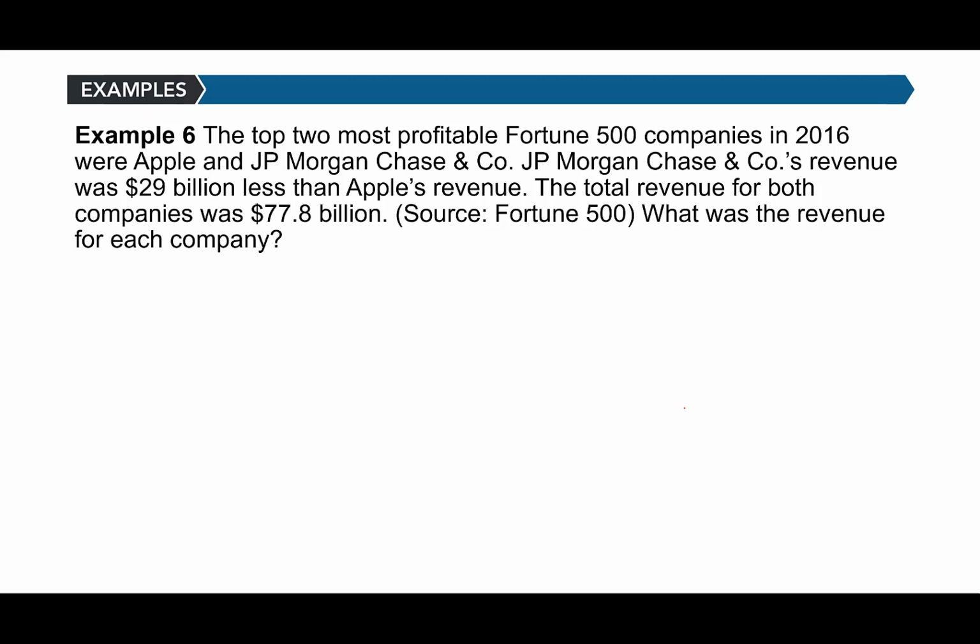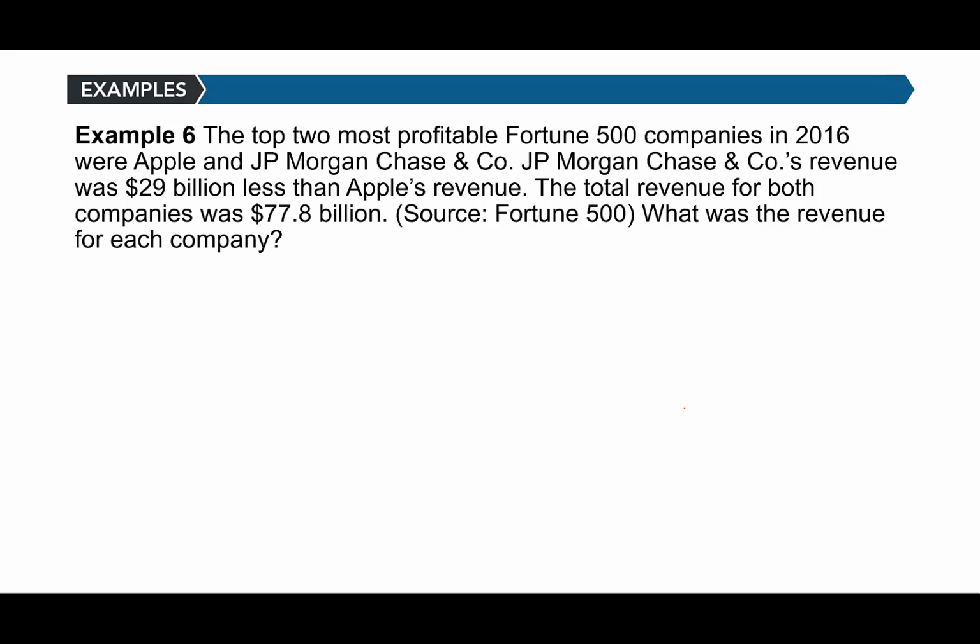Now, one last example is not really relating to uniform motion or mixture. It is just kind of a random relationship between two quantities. So this one is: the top 2 most profitable Fortune 500 companies in 2016 were Apple and JP Morgan Chase & Company. JP Morgan Chase & Company's revenue was $29 billion less than Apple's revenue. The total revenue for both companies was $77.8 billion. What was the revenue for each company?